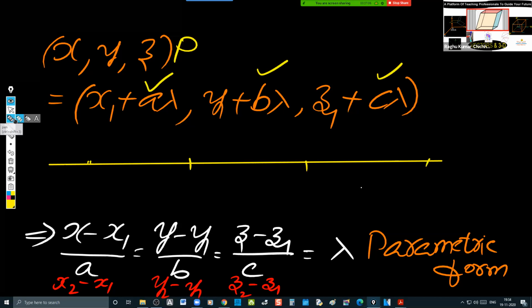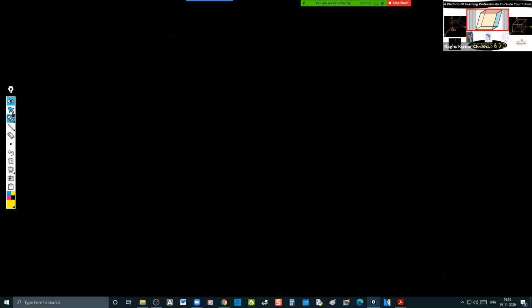Okay, so we have seen two different forms for the 3D line. Number one is the Cartesian form, which is represented by two planes. A 3D line is the intersection of two planes, and the parametric form is seen on the screen. These are the two different forms for the 3D line. Okay, let us now see the related theory.